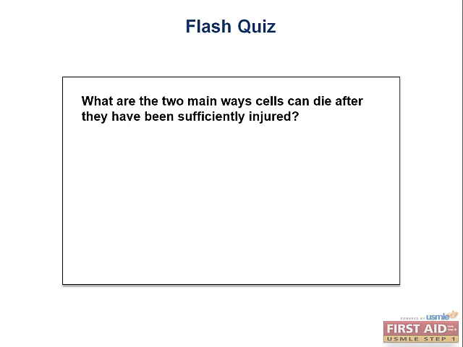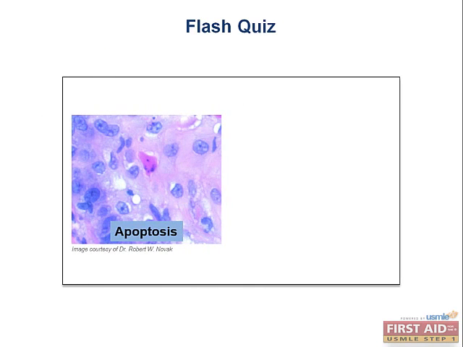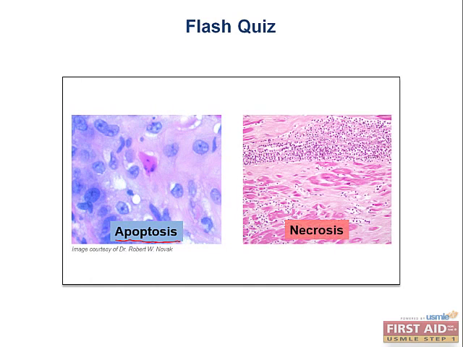So the question is, what are the two main ways cells can die after they've been sufficiently injured? So there's two main ways a cell's been kicked around enough that it can go. What do you think? Well, the answers are apoptosis, which is essentially programmed cell death, and another way to think about it is cell suicide, and necrosis, which is massive cell death. And necrosis in general is pathologic. It's out of the ordinary, and apoptosis is not pathologic as much. It's more physiologic, as we'll see.